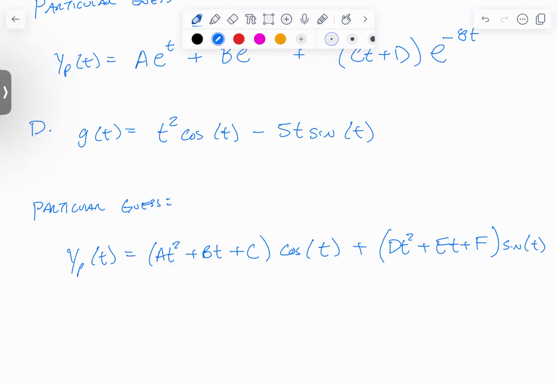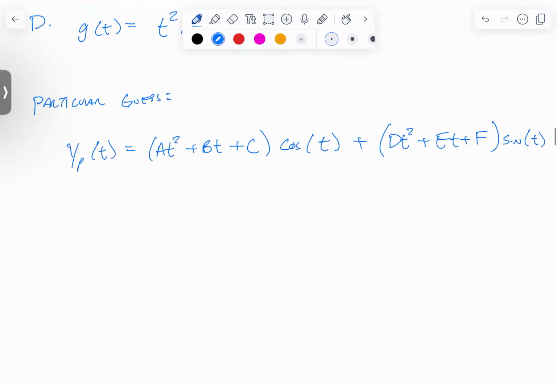And then don't add on another one every time. If you need, multiply this out. Because again, t squared cosine t, t cosine t, each function is distinct. Each constant with that function is also distinct.